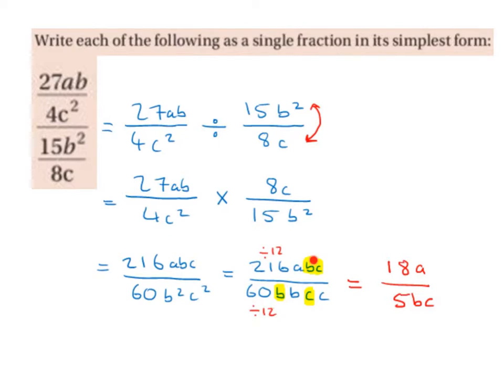Then we see that the highlighted b's will cancel out and the highlighted c's will cancel out, leaving us with a in the numerator and b and c in the denominator. So 18a over 5bc is our final answer.